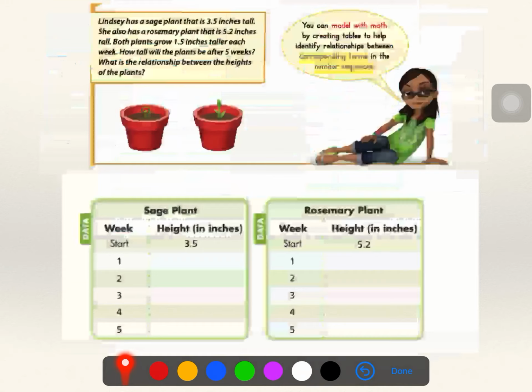Lindsay has a sage plant that's 3 5/10 inches tall. She also has a rosemary plant that's 5 2/10 inches tall. Both plants grow 1 5/10 inches taller each week. How tall will the plant be after 5 weeks? What is the relationship of the height of the two plants? So the rule is adding 1 5/10, but that's not what we're being asked. I want to know the relationship.